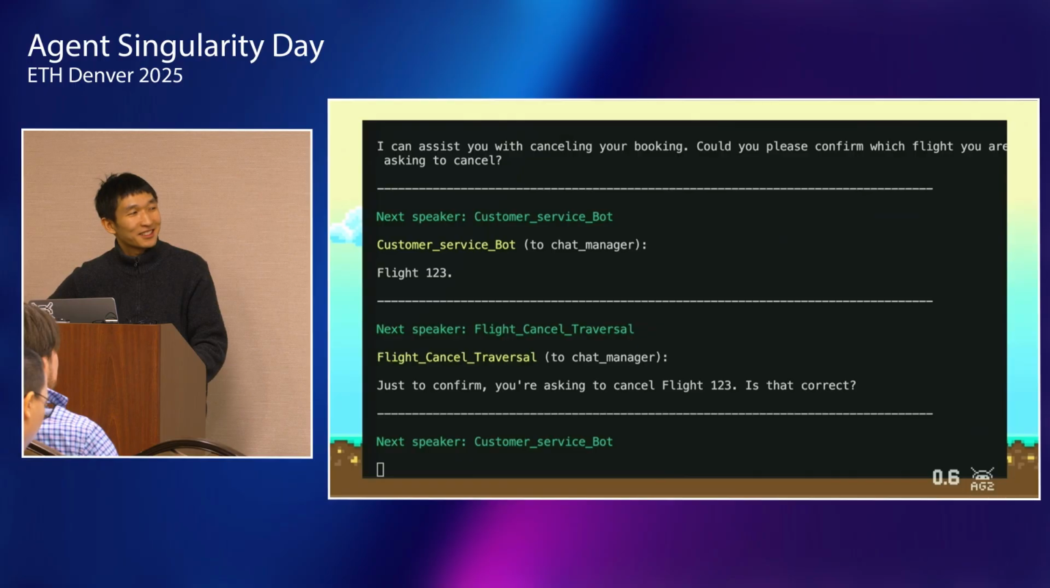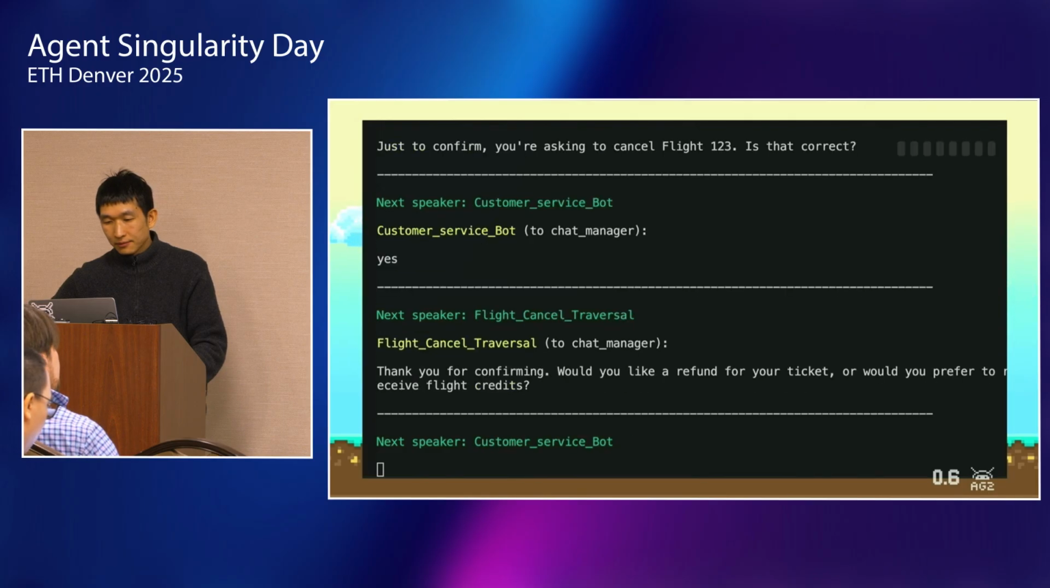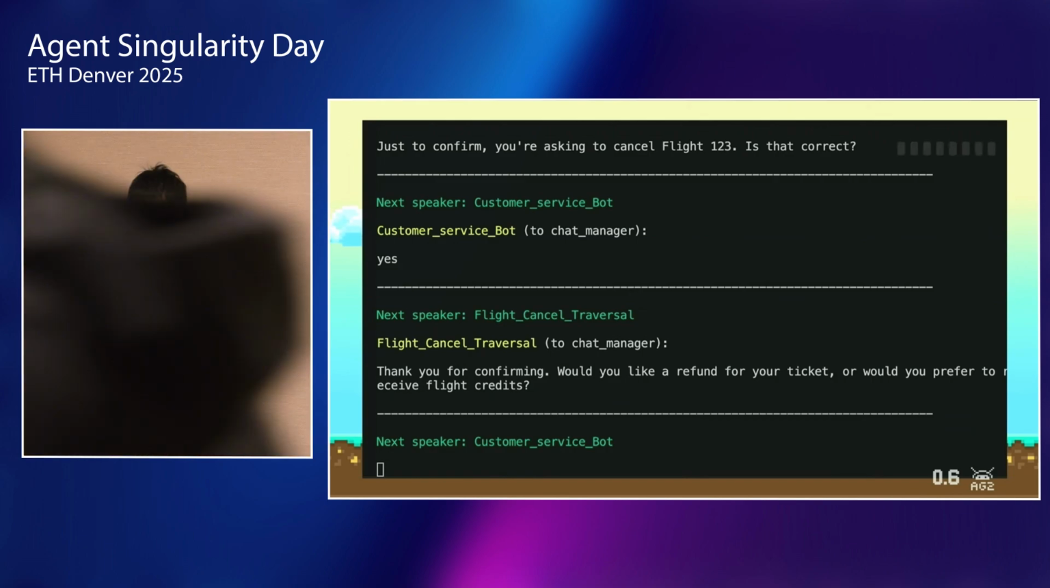You've confirmed that you'd like to cancel flight 123. Just to confirm, you're asking to cancel flight 123. Is that correct? Yes. You've confirmed that you want to cancel flight 123. I'll go ahead and process that cancellation for you.